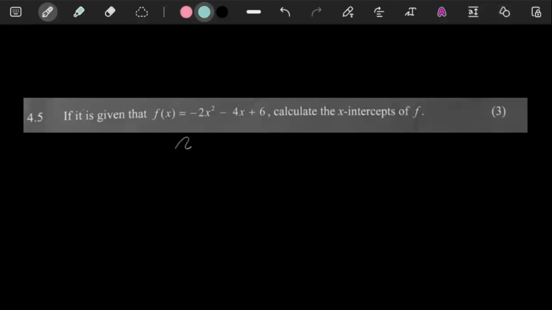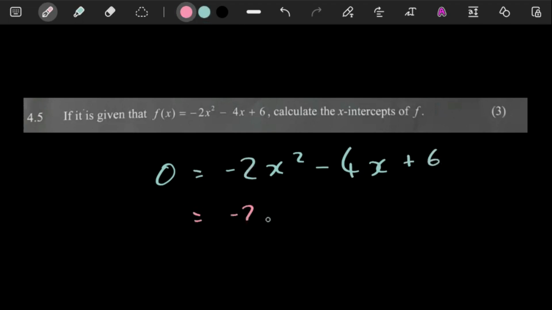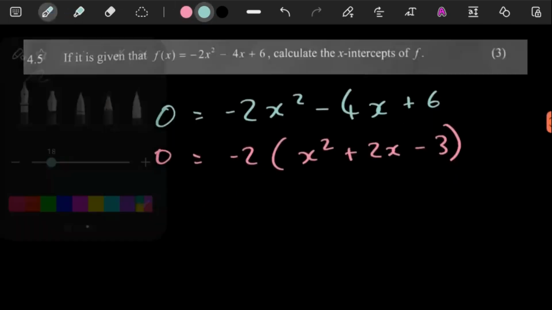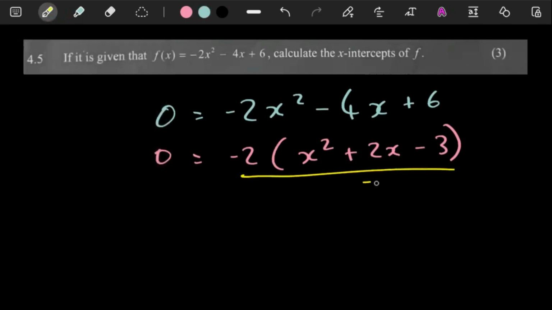So let's actually take out -2 as a common factor. If you make this equal to 0, the reason why we're taking out -2 as a common factor is because it's easier to work with the a value that's positive. So if you take out a -2 here, x squared plus 2x minus 3, and this is equal to 0. Then both sides are going to divide by -2. So if you divide by -2 on the left and on the right, you're going to get 0 is equal to x squared plus 2x minus 3.